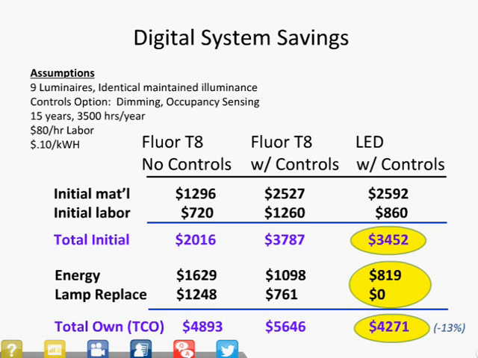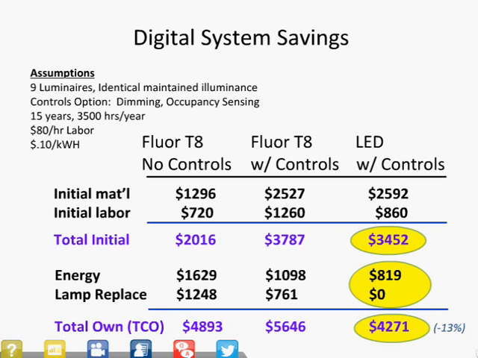The digital system, which is on the far right, is more expensive on the material costs, but only slightly more expensive than the base model for labor costs and less expensive than the fluorescent model with controls. That's because with digital, we don't have to worry about installing additional components and having costly dimming ballasts and other components. The real savings, however, come in with energy savings and maintenance. Since LED is more efficient than even the best fluorescent out there, the energy cost is lower. And what's exciting is the fact that lamp replacement costs are zero. You'll never spend a dime on replacing lamps.